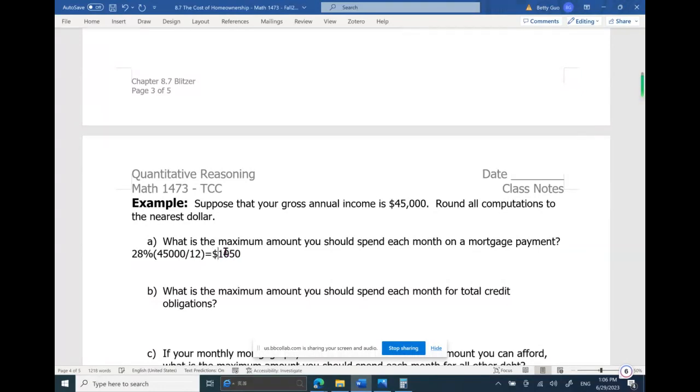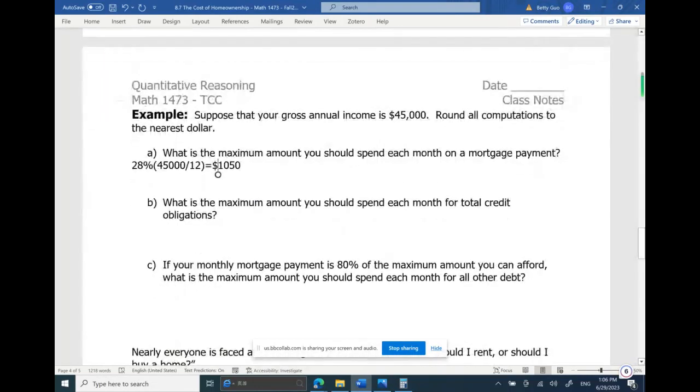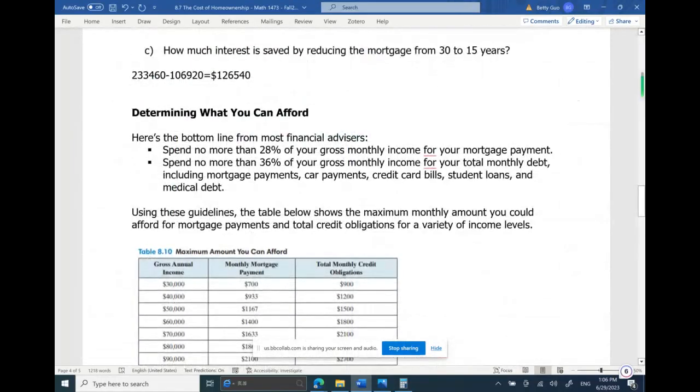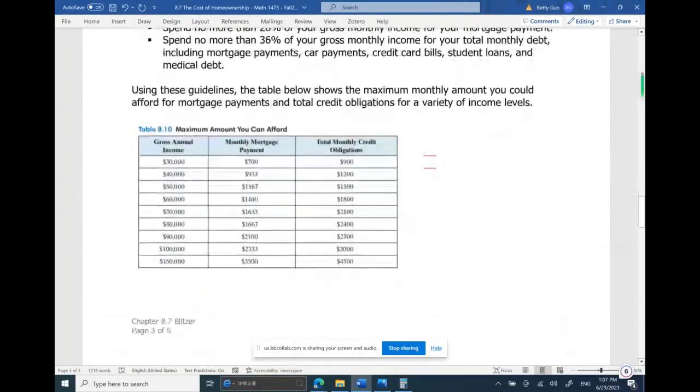That is your maximum amount you can afford to spend on the monthly mortgage payment. Part B. What is the maximum amount you should spend each month for total credit obligations? Go up, look at this sentence. Spend no more than 36% of your gross monthly income for your total monthly debt. Okay, the total monthly debt includes mortgage payments, car payments, credit card bills, student loans, and medical debt.